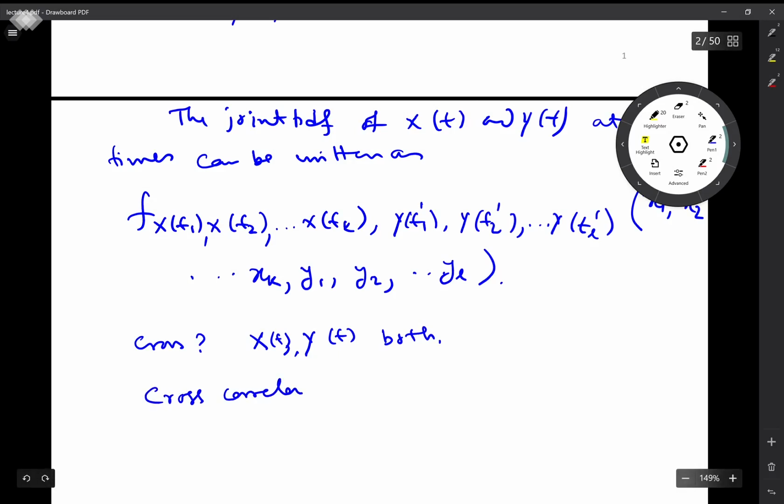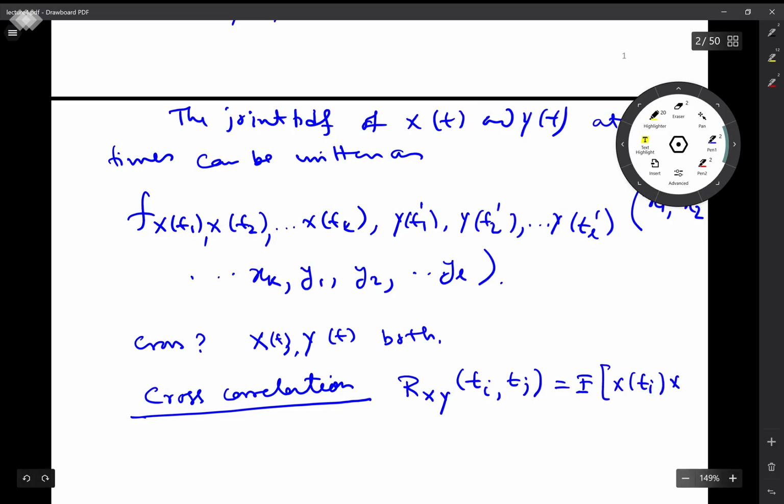Cross correlation will be Rxy, X and Y both will come, at the two time instants Ti, comma Tj. We can define it as the E of X(Ti) and Y(Tj). Earlier we saw the auto, which means within the same process. Now we are seeing the cross, which means between the two processes at two different time instants.